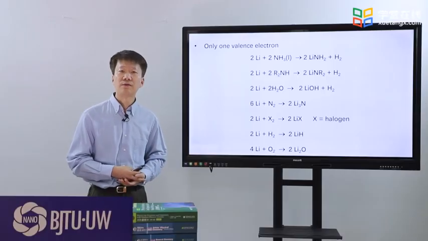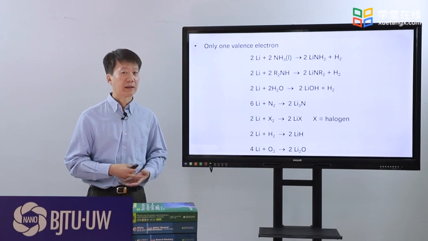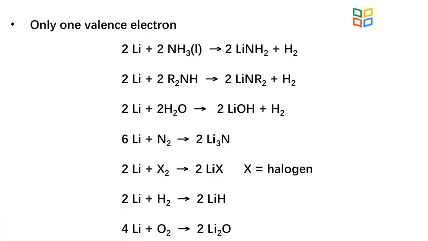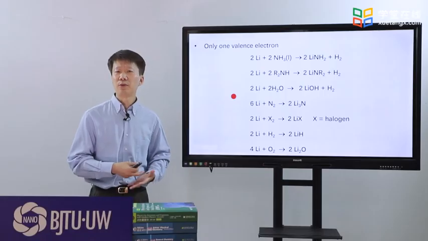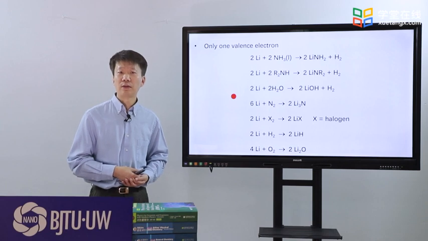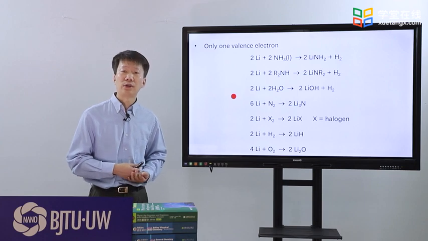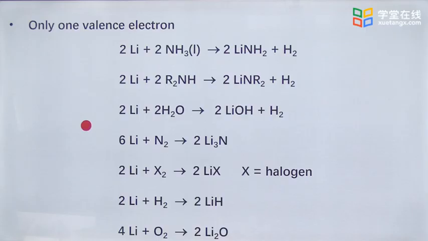Considering the electronic configuration and the fact that there is only one valence electron for each Group 1 element, we can expect the easy loss of the electron and the high chemical reactivity of the alkali metals. See the chemical reactions of lithium for reference. Lithium reacts with ammonia, water, nitrogen, halogens, hydrogen, etc. Group 1 metals are highly reactive.